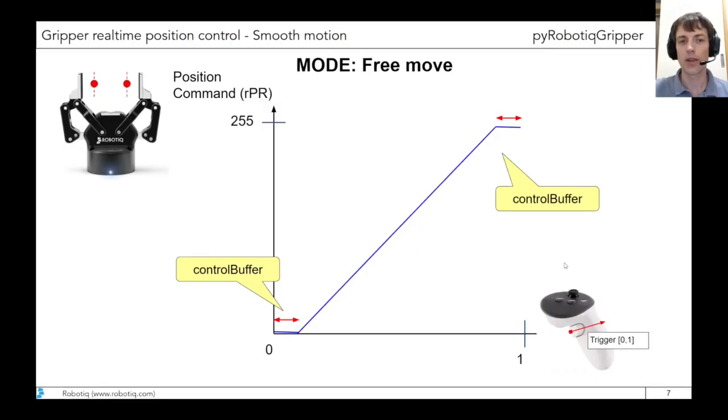So here is the conversion of the joystick signal to the position command for the gripper. As you can see, there is a kind of buffer at the bottom and the top of the control range. I call that the control buffer. It's kind of like a dead zone. So when you are in those dead zones, the position is 0 or 255.